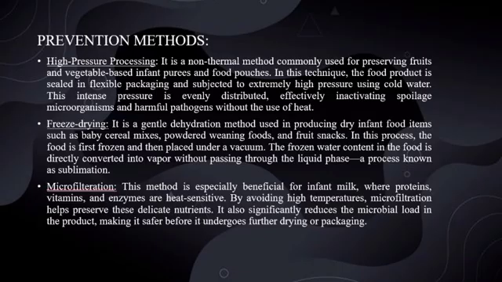In infant food, particularly in infant milk, there is a process called microfiltration. In microfiltration, the heat sensitive proteins, vitamins, and enzymes are preserved. By avoiding high temperature, microfiltration helps in preserving delicate nutrients. It also reduces the microbial growth in the product, making it safer before it undergoes further drying or packaging. These are the microbial spoilage and prevention methods done in infant foods.